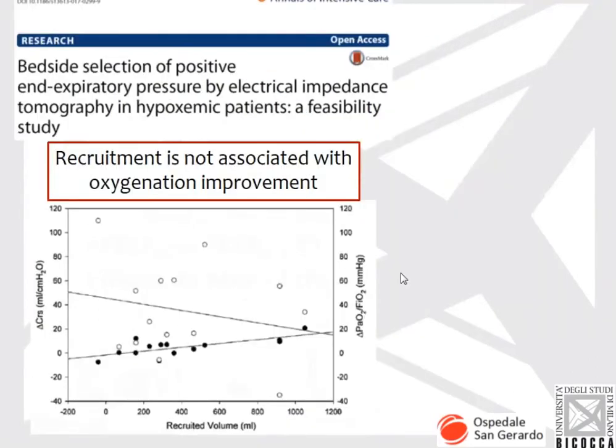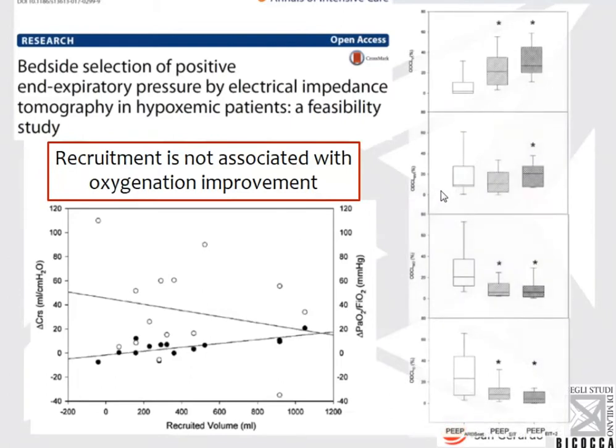What we have also shown is that there is quite a good correlation between the gain in volume and the gain in compliance. So compliance could be a bedside indicator of recruitment, but as you see, the signal is quite small. It's just within 10 points of compliance. And in our patients, it didn't seem that the oxygenation improvement had a real correlation with recruitment.